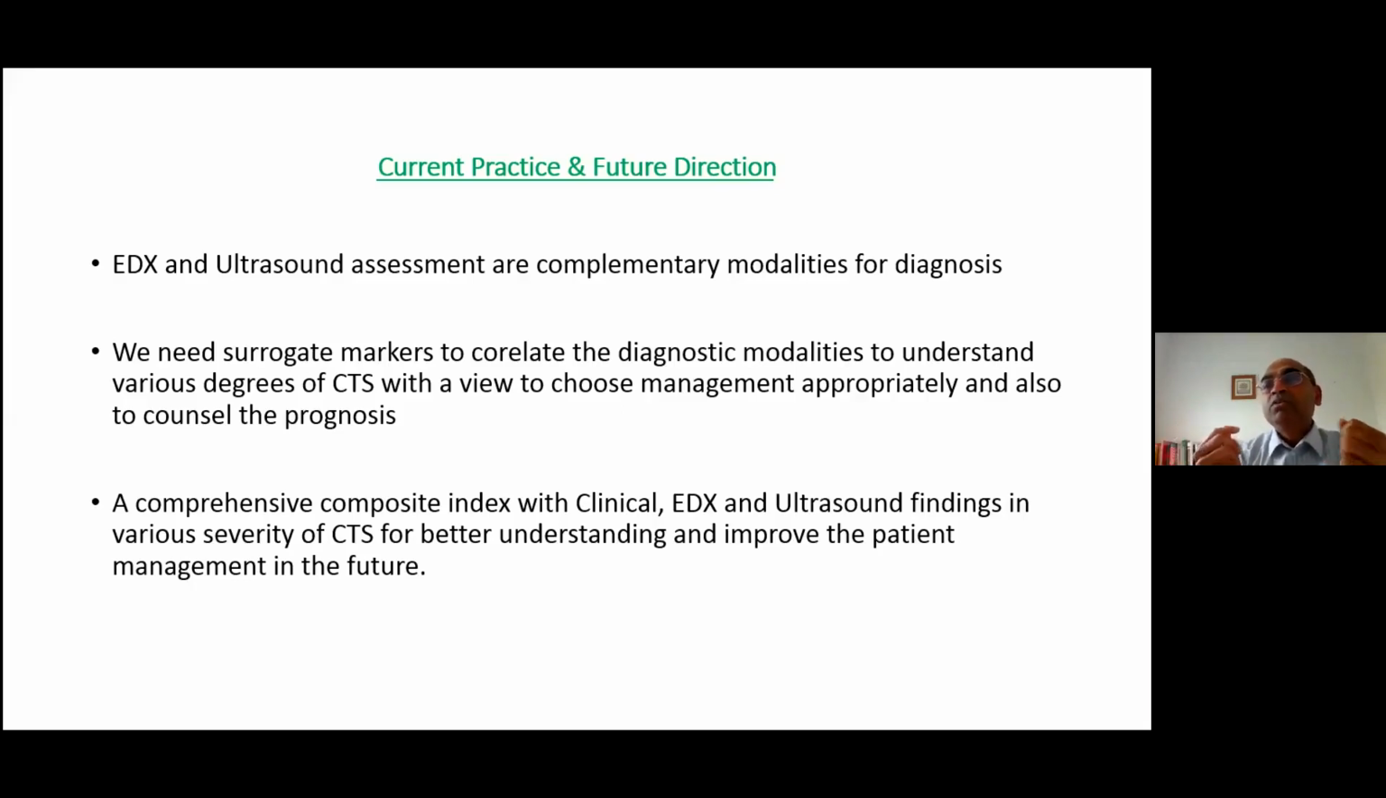But the need is there now, it's ongoing, but nothing has been published or accepted: a composite score involving your clinical symptoms, signs, electrodiagnostic findings, and ultrasound. If you are able to put together a composite score including all these things, that will be more robust for diagnosis and patient management. But we have not yet reached that point. That is something to do in future.